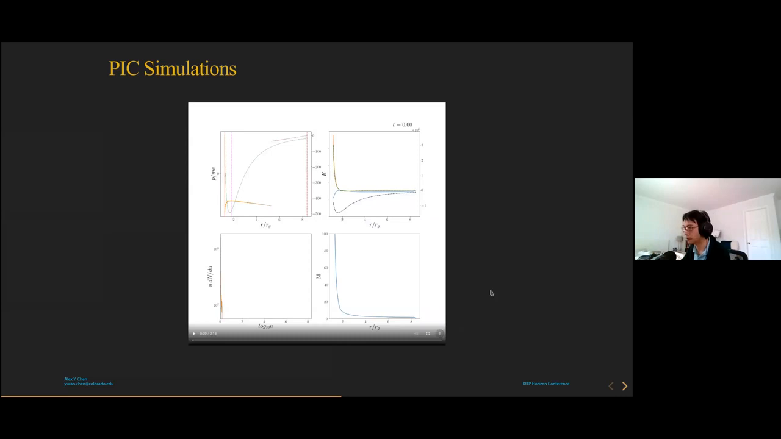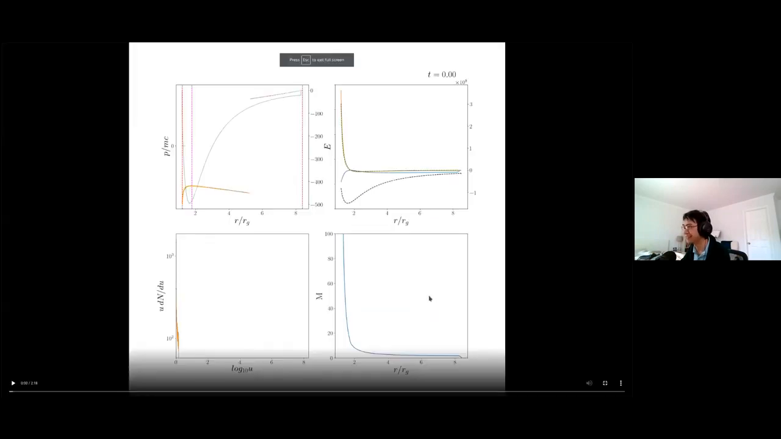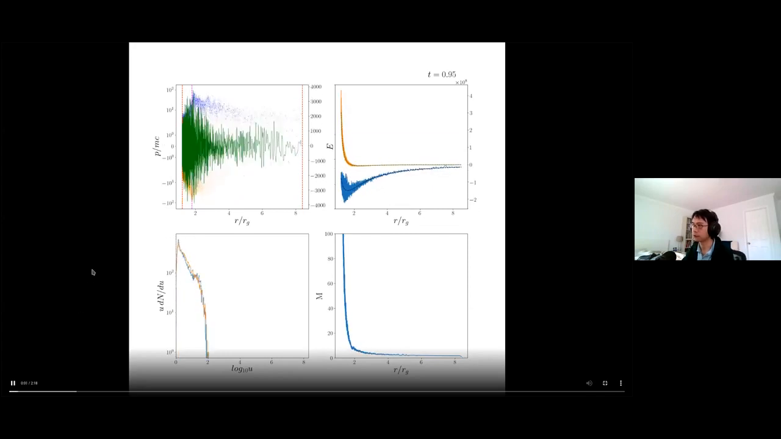This is a movie. This is a very busy movie. I'll explain while running, but the first panel is basically the phase space of particles. There will be electrons, positrons, and photons. Electrons are blue, positrons are green, and photons are black. The green line is the electric field. I'll let it run for a moment.